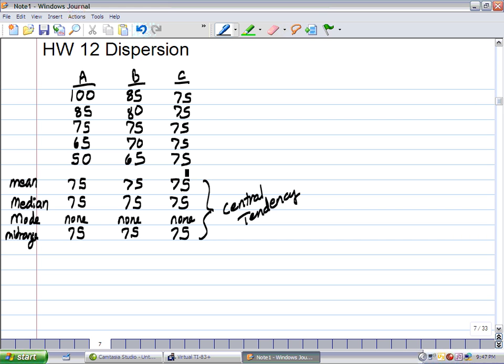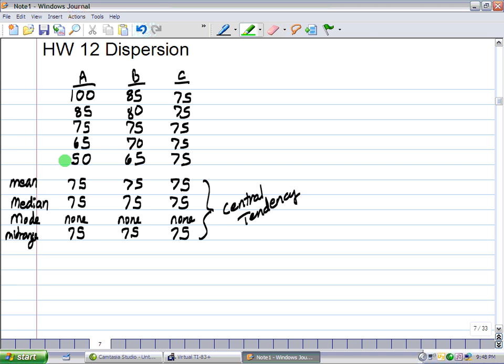In this section, we're going to talk about dispersion. In the previous section we talked about central tendency. You want to see why central tendency does not fully explain the features of a sample or population. I have three different ones here. I'm going to call them A, B, and C.